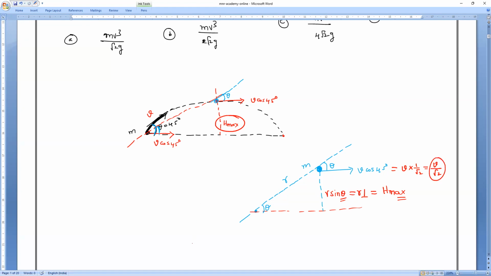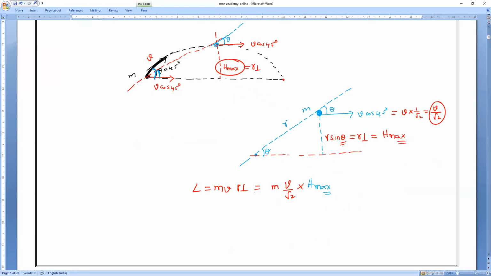Now what is the formula? It is mass into velocity into r perpendicular. Mass is m, velocity is V by root 2, into r perpendicular. R perpendicular is equal to H max. Do you understand, everybody? So in projectile motion, can you tell me the H max formula? The maximum height attained by the body.